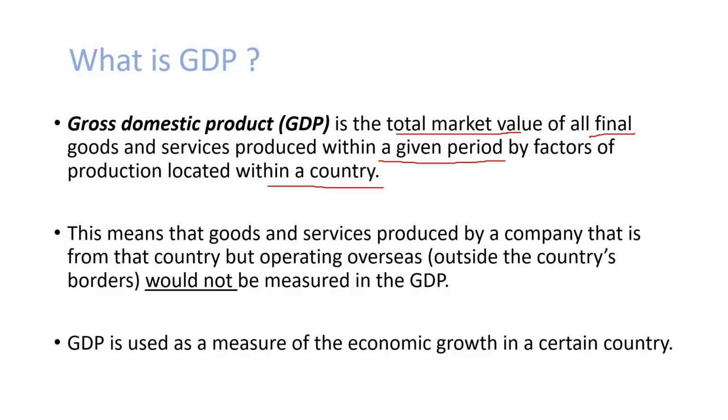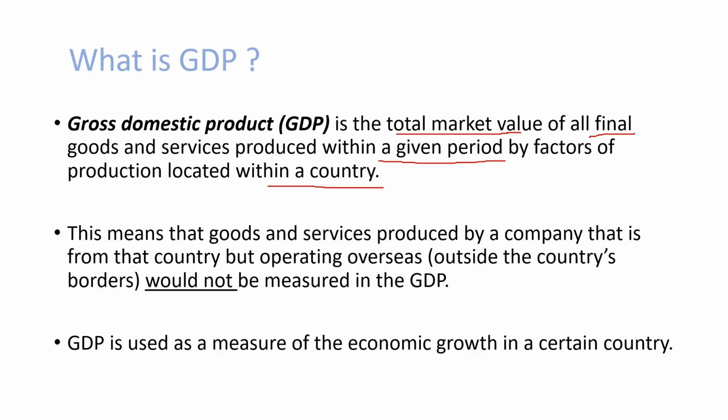Okay, and for a given period, it means that usually GDP is calculated on an annual basis. It can also be calculated on a quarterly basis. Okay, within a country, which means that for a specific country, each country has its own GDP.